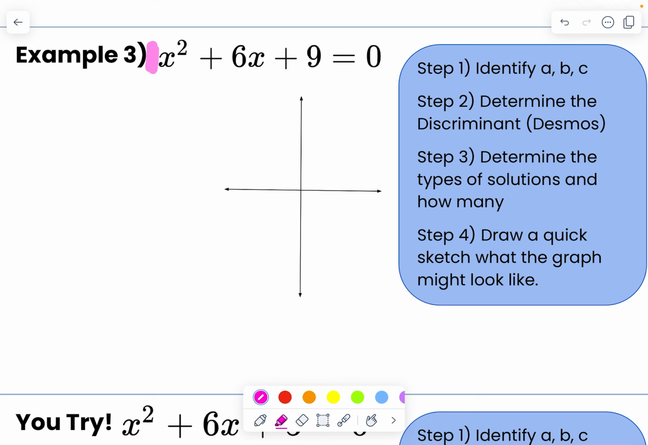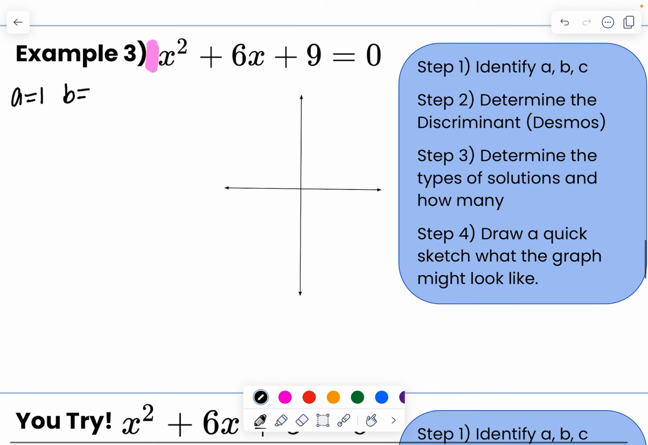Here, there's nothing in front of x squared. That means a equals 1. There is one singular x squared, right? For B, it's 6, and for C, it is 9, right? You can see clearly that B is in the middle with the x term. C is the constant term, or the number, chilling on the outside.